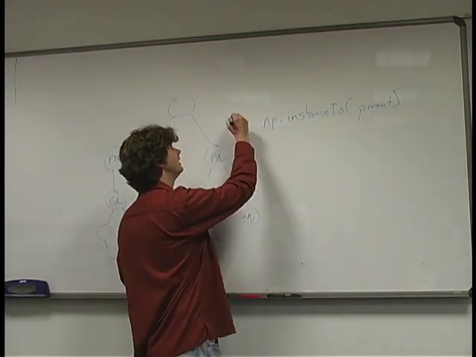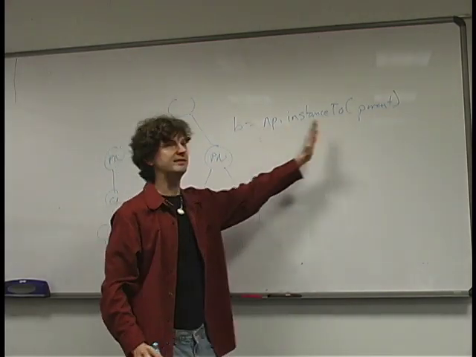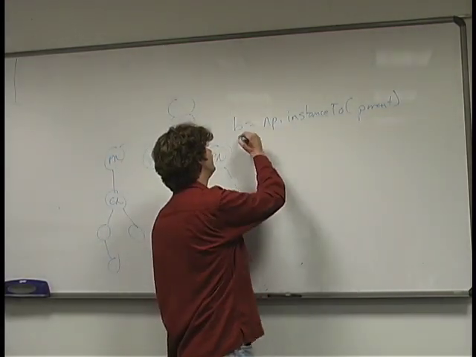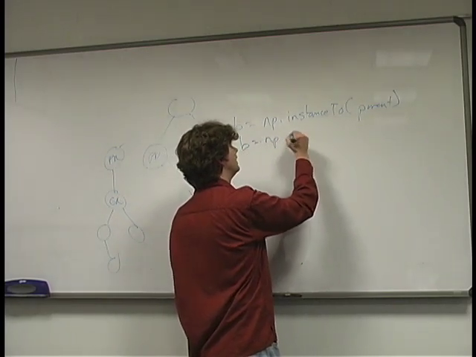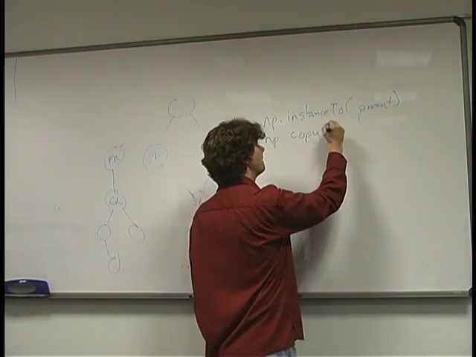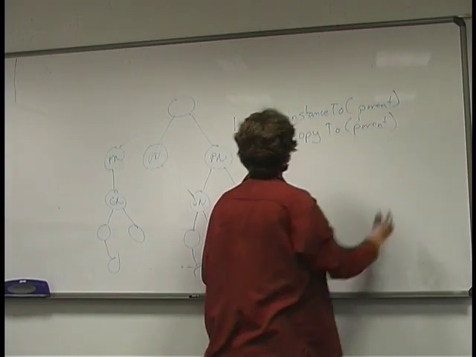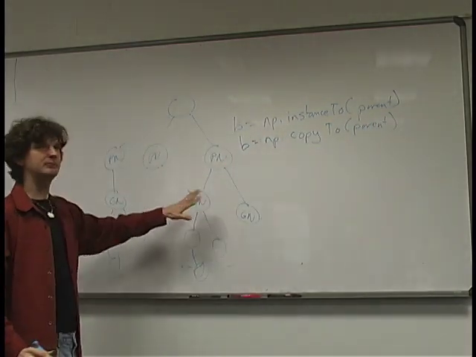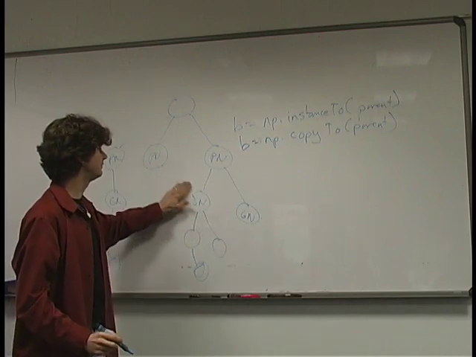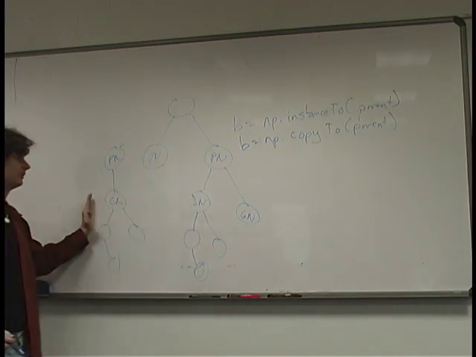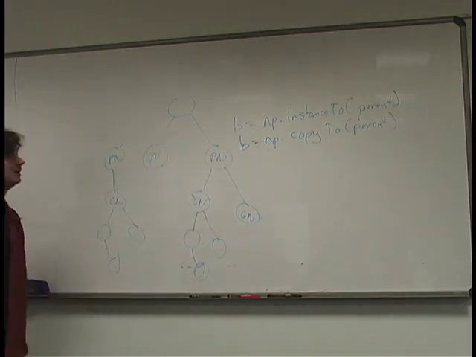So normally you would say b equals node path.instance2(new parent). This is almost the same as b equals node path.copy_to. Very similar interface, very similar function, except that with copy_to, instead of just creating a new arc, we duplicate the whole hierarchy down there.